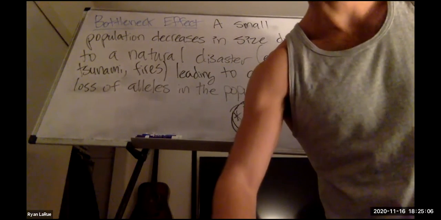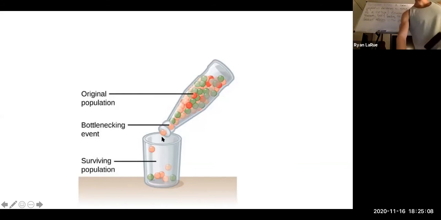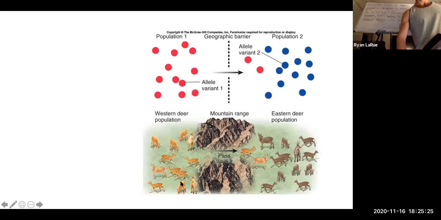Oh, this is the bottleneck, by the way. So a bottleneck just means only a few survive, right? And then there's that natural disaster that killed off all these people. And now there's more of the orange, et cetera. The red completely died out. Okay, let's take a look at gene flow.